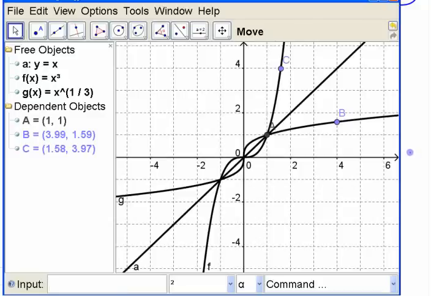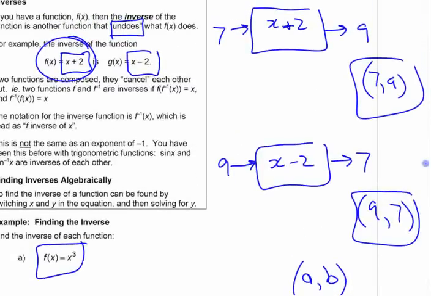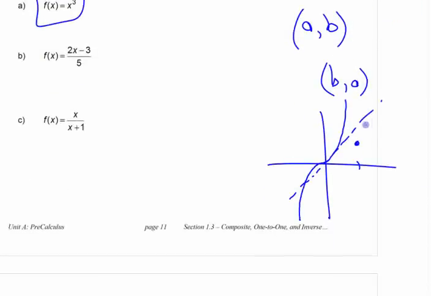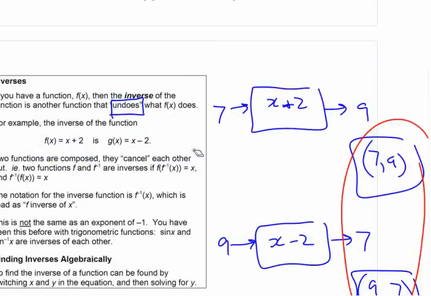All right? If you're trying to determine the inverse from a list of points, you can do exactly what we just did there. Just reverse the points. If you're trying to determine the inverse from a graph, you can reflect it across that line. If you're trying to determine the inverse from an equation, sometimes you can just see it if you happen to know what the inverse operation is. Adding 2, the inverse is subtracting 2.